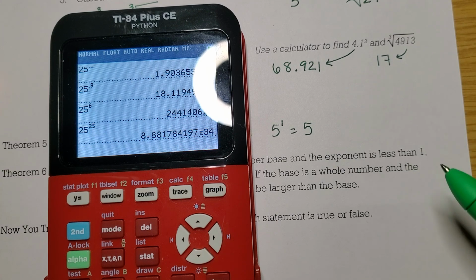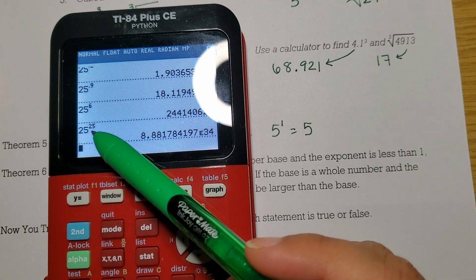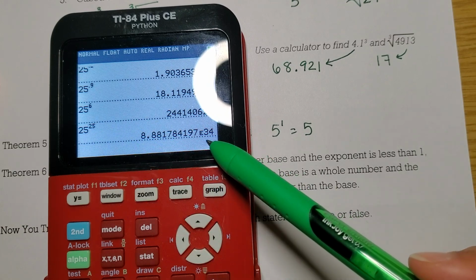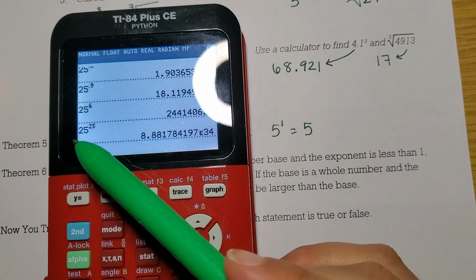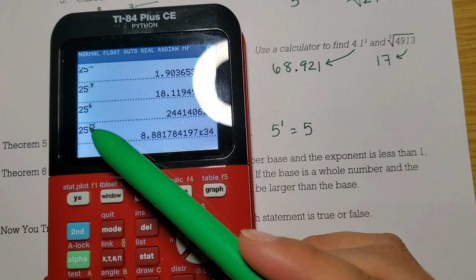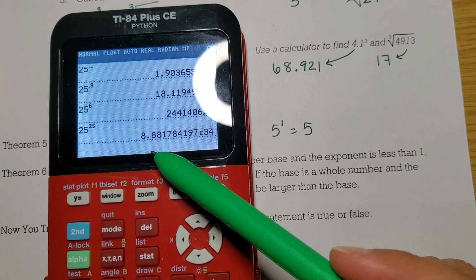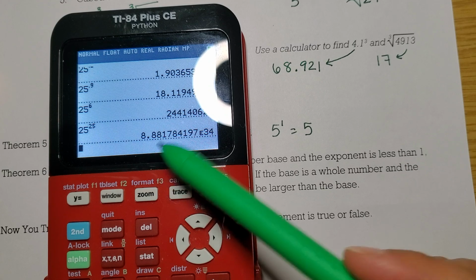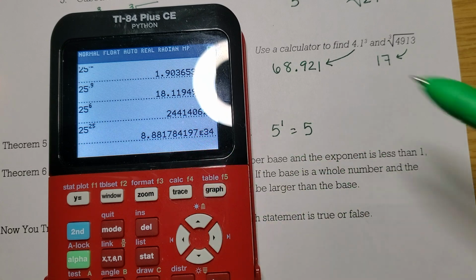So be careful when you're doing exponential expressions on your calculator, especially if the exponent is kind of big, because that means your calculator might be giving it to you in scientific notation. So that, to me, is where Theorem 6 is helpful. I know 25 to the 25th should be bigger than 25. So I know an answer of 8.8 isn't reasonable. It's going to be 817 blah, blah, blah, with a whole bunch of zeros at the end.